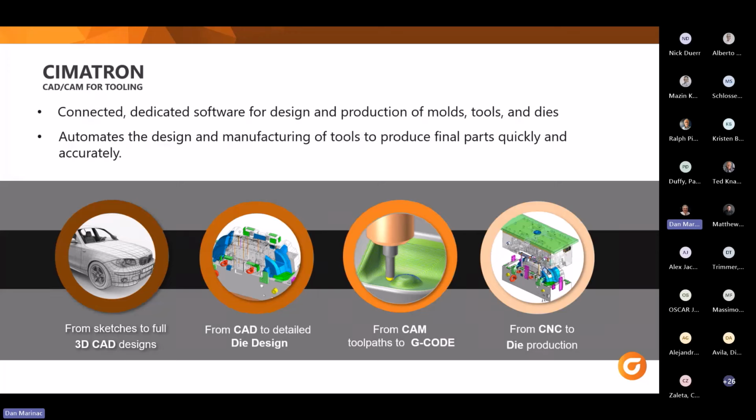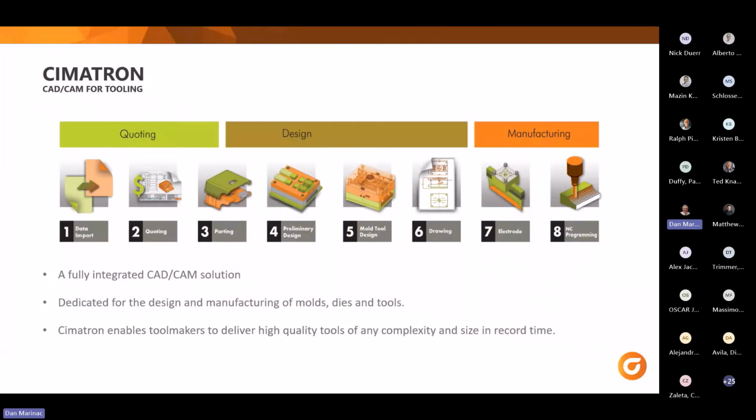From there, you'll work with dedicated die design tools to speed the process of die design, which you'll see here today. Again, completely integrated is 3 to 5-axis CAM software to create your G-code. And from there, you can go direct from CNC to die production. All aspects of the die process are understood and have packages to address it.